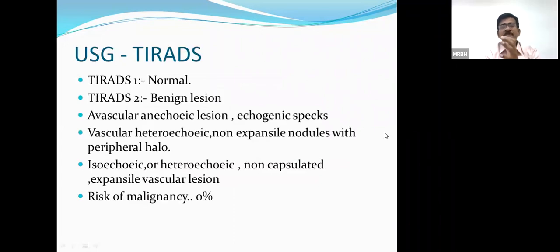And this ultrasound report is expressed as THYROID, like BI-RADS. So if you get a report of THYROID 1, that indicates a normal thyroid study, no nodules, no abnormality. THYROID 2 is a benign lesion. The characteristics of benign lesions: an avascular and anechoic lesion. There may be some echogenic specks. It can be a vascular, heteroechoic, non-expansive nodule with a peripheral halo. It can be an isoechoic or heteroechoic, non-capsulated expansive vascular lesion. The risk of malignancy in such a lesion is 0%.